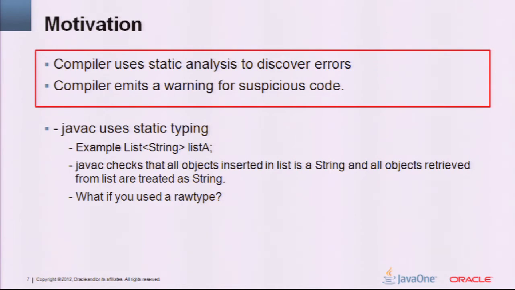So for example, if you declare a list of string, say list A, then the compiler is very sure that what you need to put into the list is a string, and what you get out of the list is a string, so it should be stored in a string. So if you're doing something else, like adding a number there, then the compiler can flag an error. But if you're using a raw type instead of a generic list of string, then the compiler has no clue about what you're supposed to put into it. And if you're doing something suspicious over there, the compiler is going to give you a warning in that case.